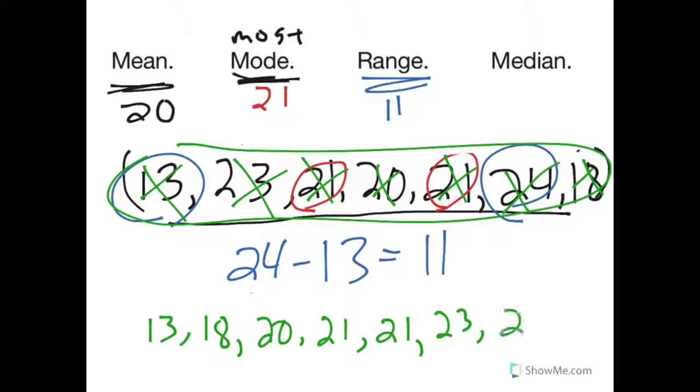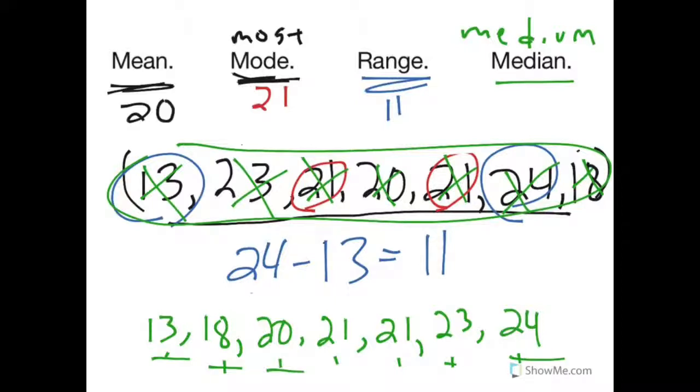And 24. Okay, now that they're in order, for median, I always think of median and medium. Okay, it's the number that's right in the middle. So in this case, we have 1, 2, 3, 4, 5, 6, 7. There's an odd number, so we can go in 1 on each side until we get to the one that's left, which in this case is 21.